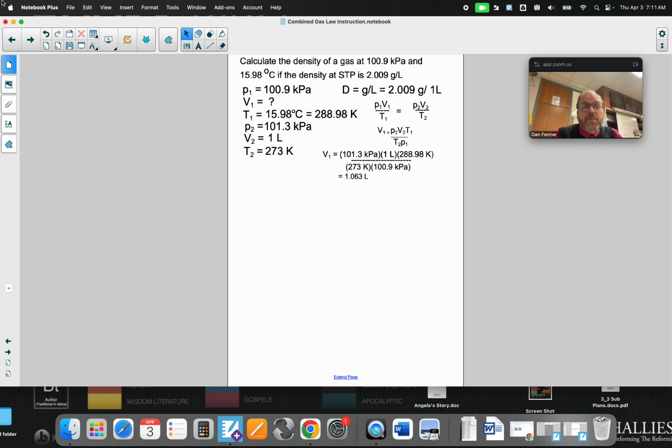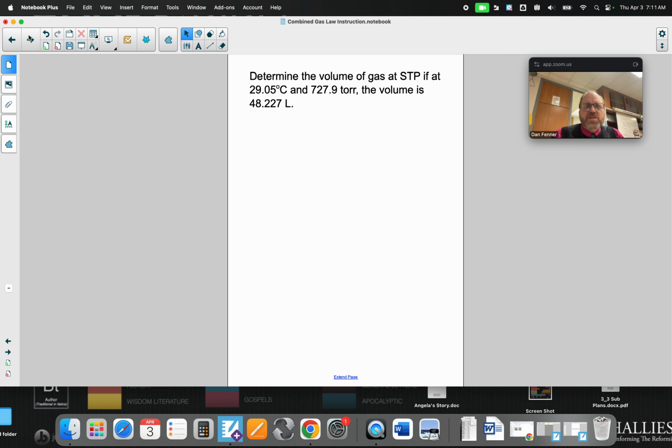Now, is that what I asked for? Did I ask for volume? No, I asked for density. Remember, I said that the mass doesn't change. So density is still 2.009 grams, but the volume now changed. So we put that new volume on the bottom. So taking your calculator, take 2.009 and divide it by 1.063, and you should get an answer of 1.890 grams per liter.